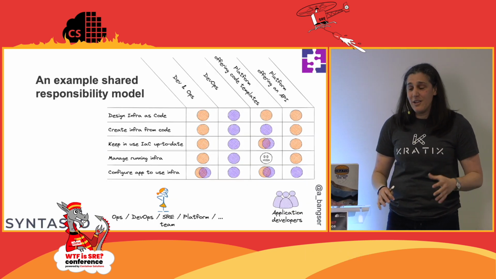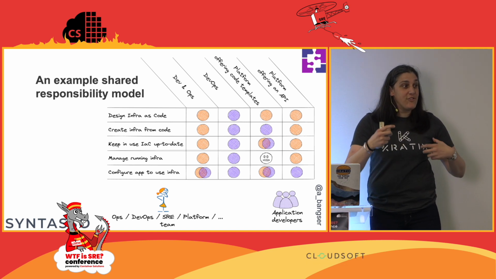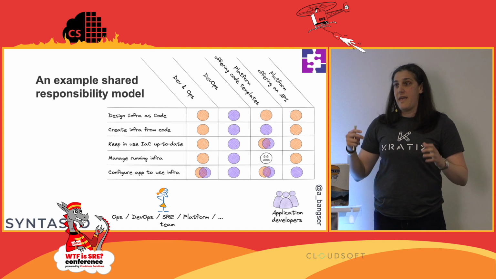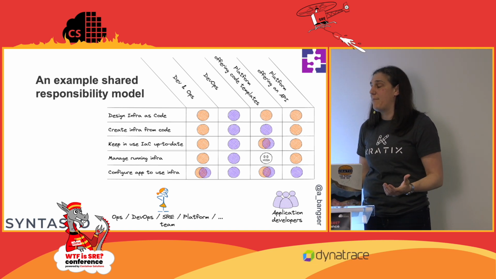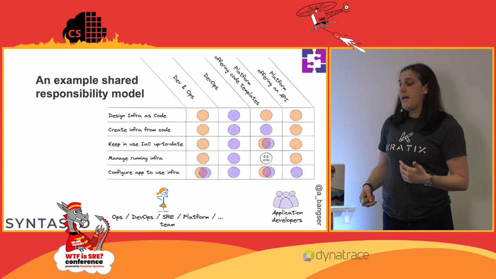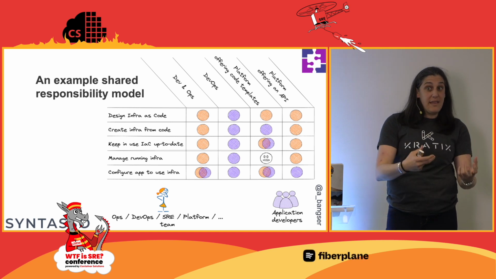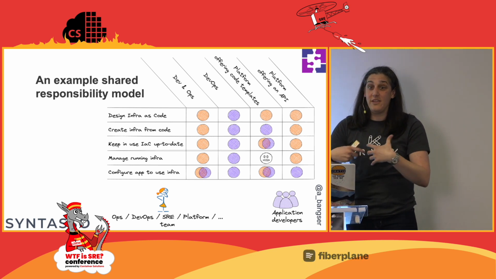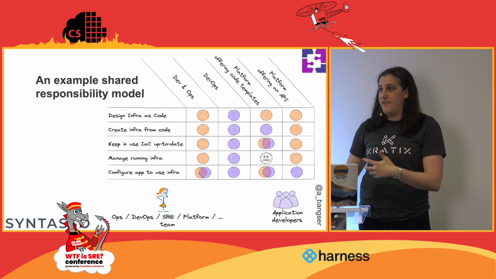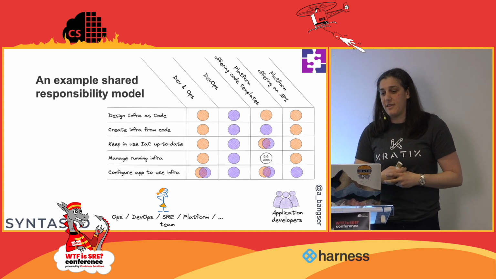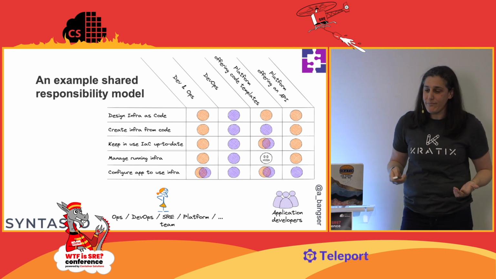So I took a stab, first draft, please come tell me why it's wrong, at creating one that may start to form something you could do with an internal platform team to the consumers of that platform, your application developers. In the column on the left, you've got the design infrastructure as code, actually creating that code. Then you have to create the infrastructure using that code. You have to keep that code up to date and extend it. You have to manage the infrastructure that's running if it has incidents or patching and those kinds of things. And you have to actually use the infrastructure. We're not just creating infra for fun.